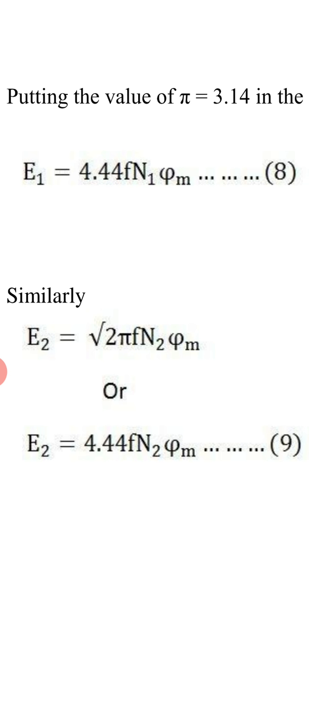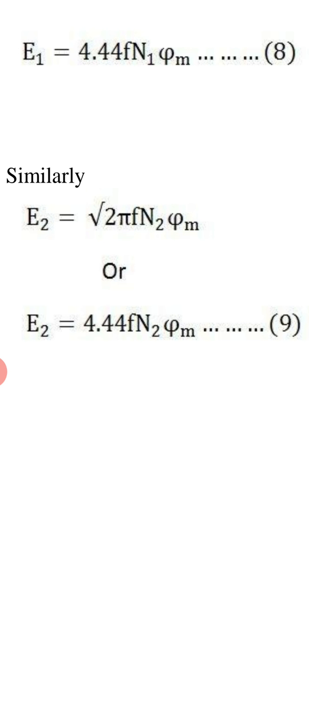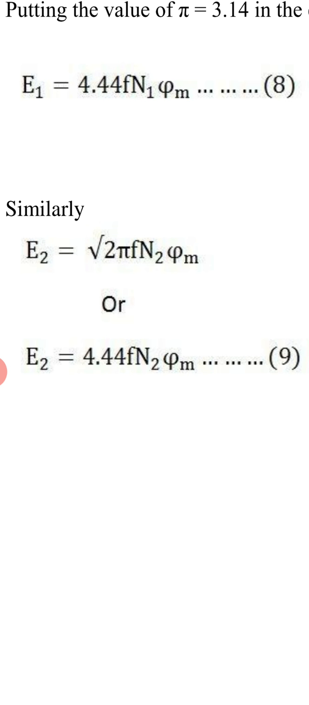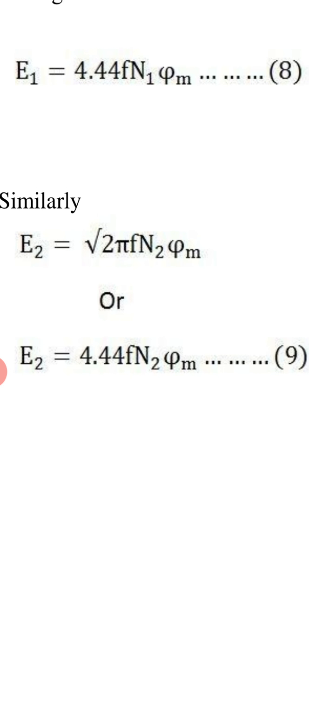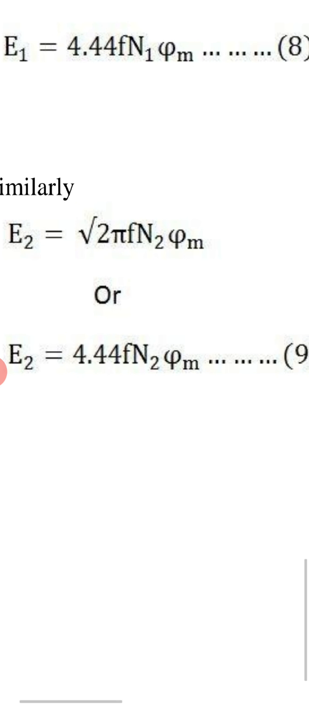Now the same flux links with the secondary winding too. So for the secondary winding, induced EMF will be 4.44 f N2 phi m. Here everything is the same in these two equations, but only the number of turns is different. As we discussed earlier, the induced EMF in both the windings depends upon the number of turns of the same winding. So induced EMF can be different because the number of turns can be different. So for the secondary winding, E2 is 4.44 f N2 phi m.